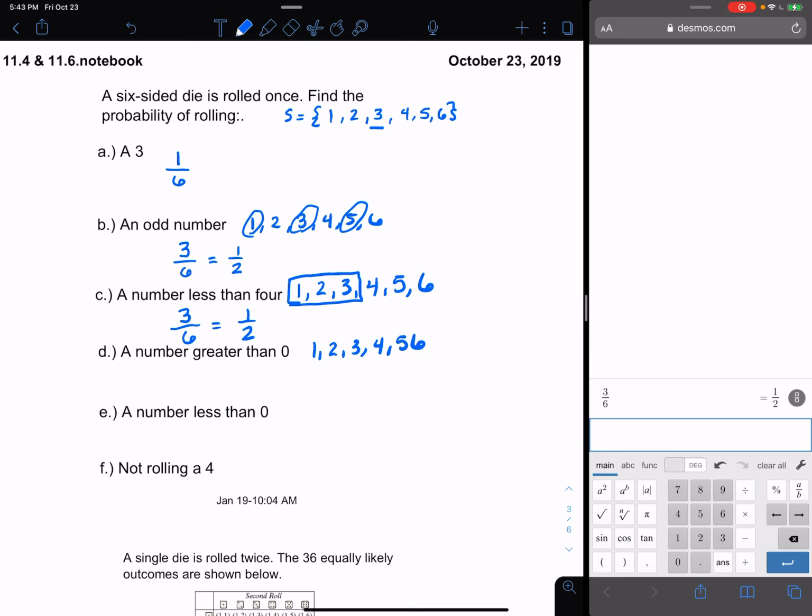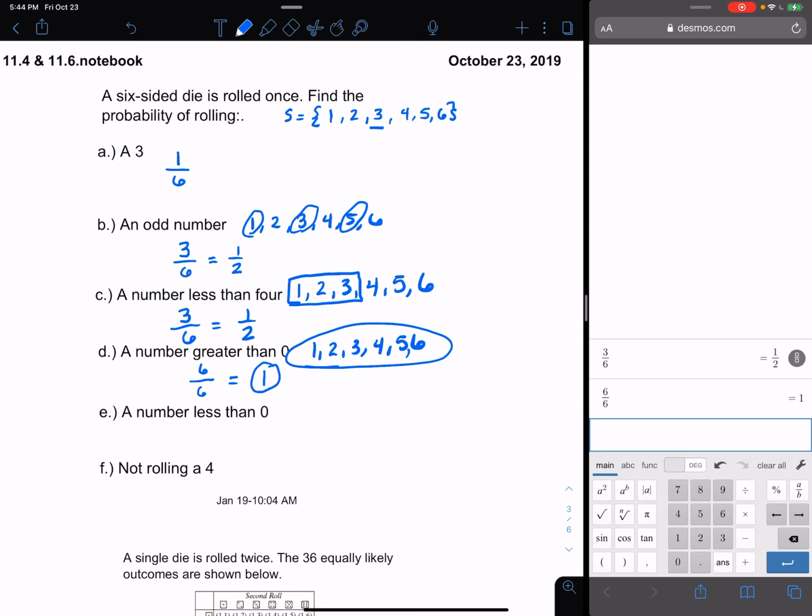If we think about our sample space again, but this time in relation to part D, where they said that we want the probability of getting a number greater than 0. Well, all of them are greater than 0. So there's 6 possible things I would want out of 6. Now when we do that division, 6 divided by 6, it actually gives us that whole number 1. So when we're asked to simplify it, we want to give that whole number answer if we can.